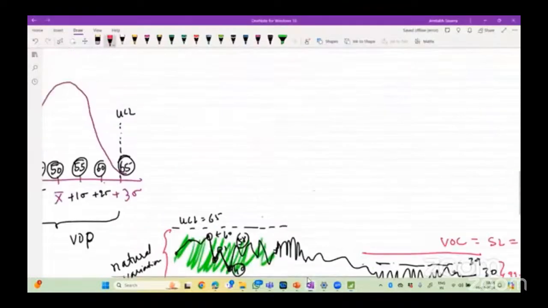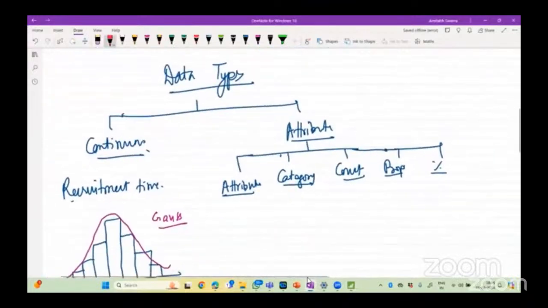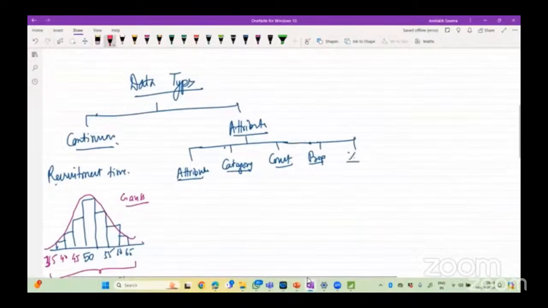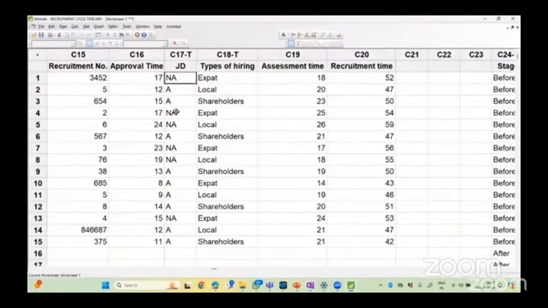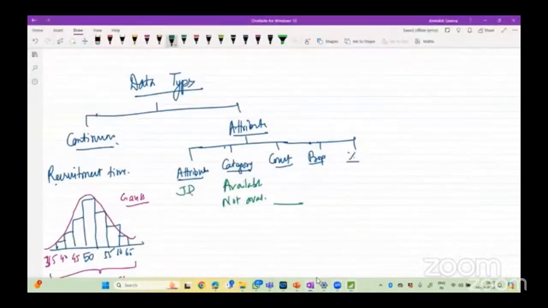So now let me take you back. Now there are 2 types of data. When I have attribute data, let's say job description available, not available, how many times it was available, how many times it was not available. So I can just say 1, 2, 3, 4, 5, 6 times not available and 10 times it was available. Proportion was 0.66, 0.33, total is 1, 66%, 33%.